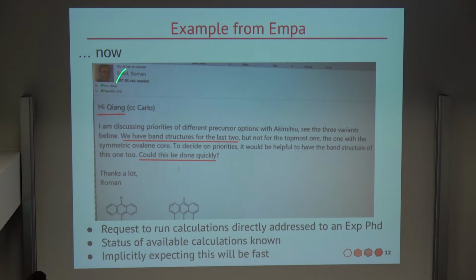Here is an email from the group leader that directly writes to an experimental PhD student, and he says, I'm discussing priority, and he knows already that they have a list of band structures computed. So the person who doesn't know how to do simulation can go to AiiDAlab, can look at the structures, and knows what data are already provided. And then he knows the status of the available calculations and implicitly expects this will be fast, because he says, could this be done quickly? And again, I stress the fact that the email is not to the computational scientist, he is in CC, but to the experimental student.